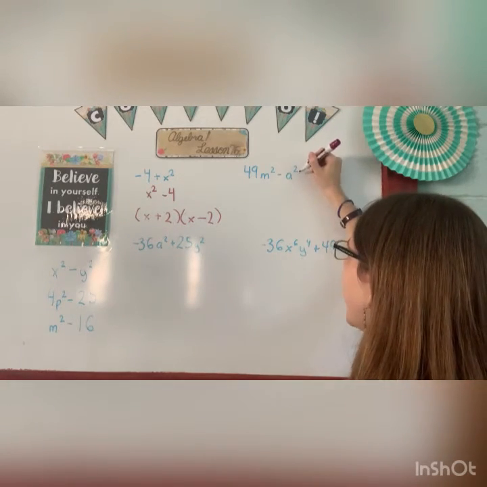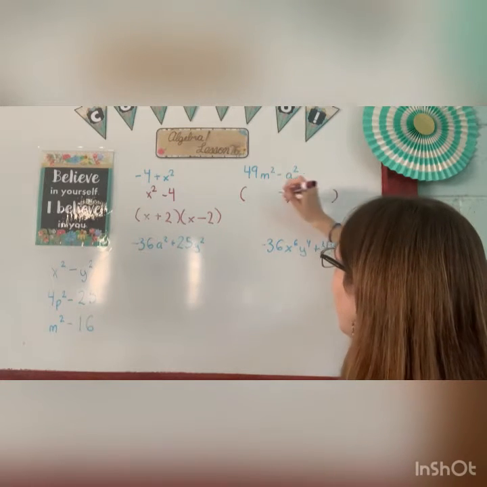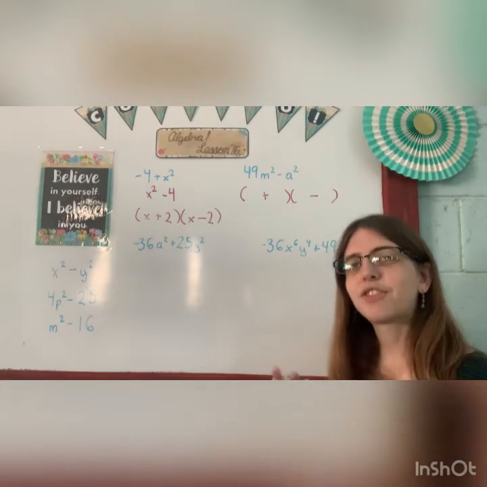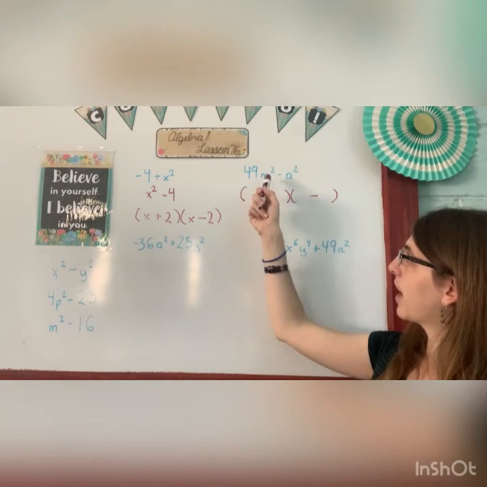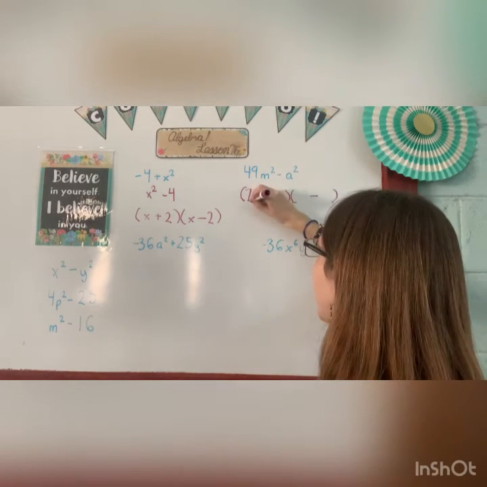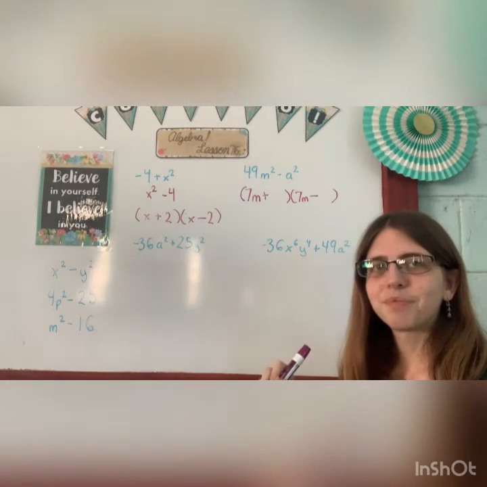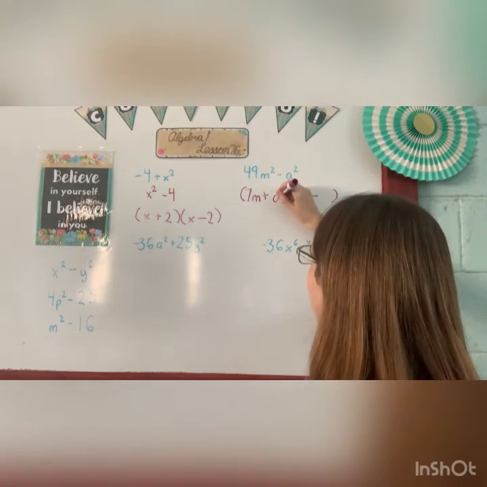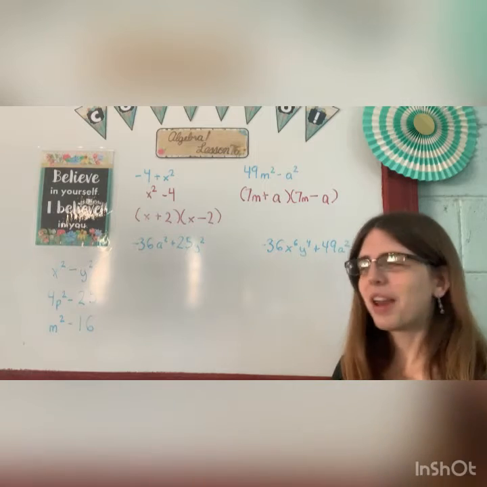All right, let's try the next one: 49m squared minus a squared. I'm going to set up my parentheses. One is positive, one is negative, because here is my negative, showing I have a difference of squares. The square root of 49 is 7. The square root of m squared is m. So I have 7m in the front of each of my parentheses. Then in the back, the square root of a squared would be a. So plus a, minus a.